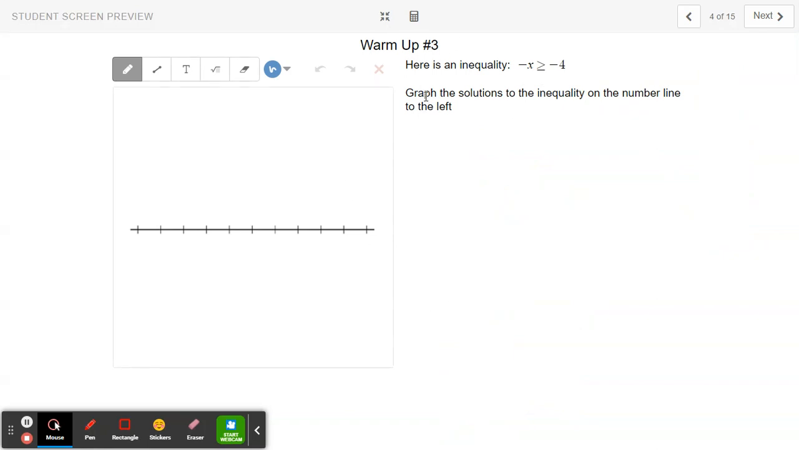It says graph the solutions to the inequality on the number line to the left. So if we were going to graph this, what we know is our target here is negative 4, right? So we kind of have to add this on because there aren't any negatives or anything like that. So let's see here. Let's just make this 0.